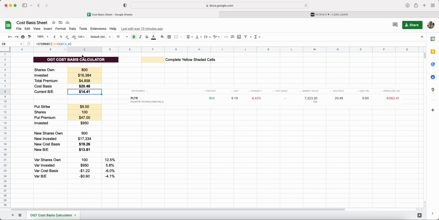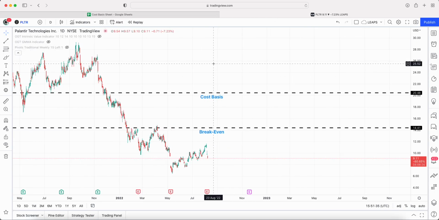I'm not going to go into the formulas. You can go into that in your own time, but it's fairly straightforward. But trust me when I say that my break even for this position is $14.41. So I've crawled back to a certain extent, $6 from this. And before we go any further, if I just jump onto TradingView, you can see here that we have a line for my cost basis and a line for my break even. So you can visually see where we are.